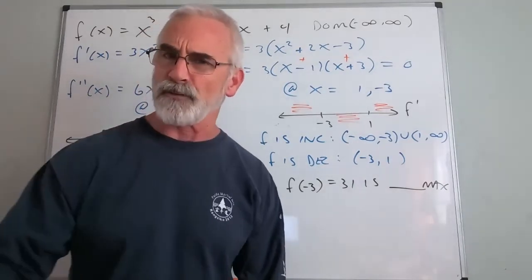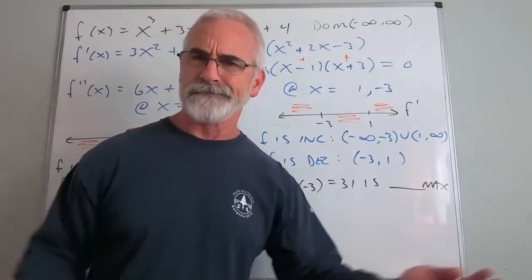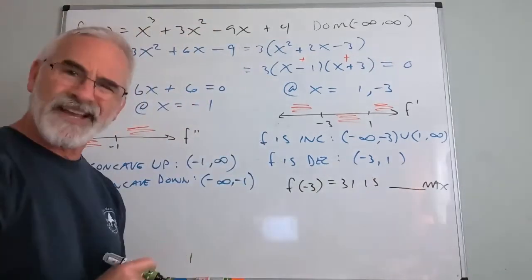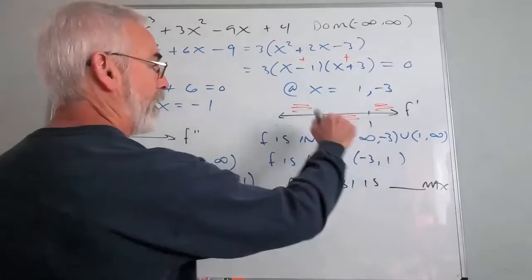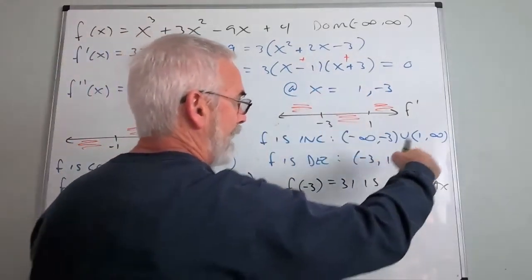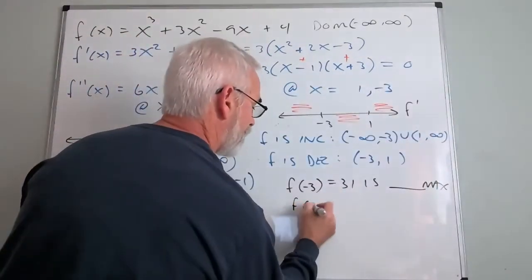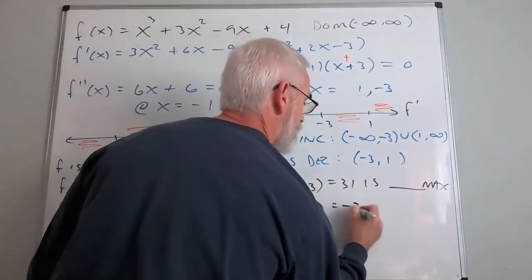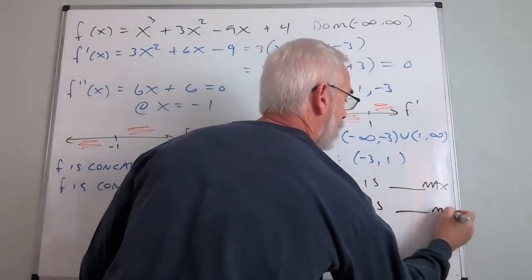Yet most people get the wrong answer because they, I don't know what they're looking at. They just, yeah, this is absolute or local, and it will take us about 1 second to figure that out. Now, this is going down, flat, it's going up. So f of 1, which is what? -2, is a blank minimum.